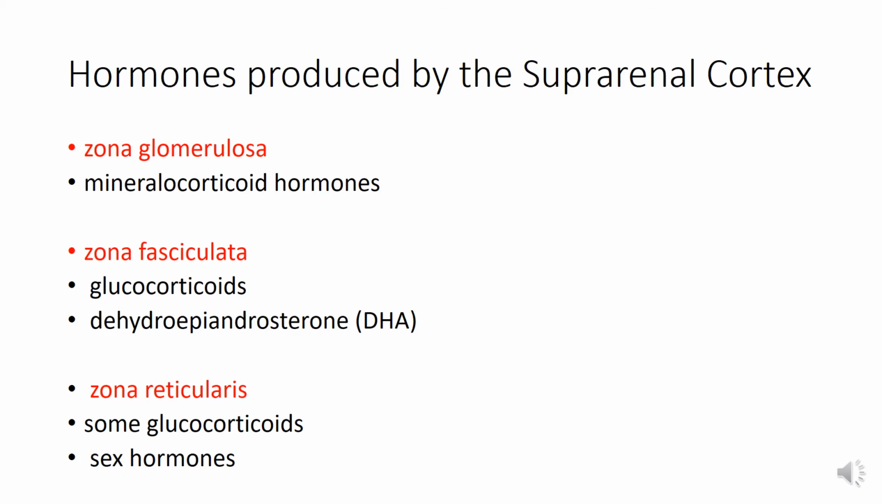Now regarding the hormones that are produced by the suprarenal cortex: zona glomerulosa releases mineralocorticoid hormones. Zona fasciculata will release glucocorticoids and dihydroepiandrosterone. Zona reticularis will release some glucocorticoids and sex hormones. You will study this in detail in physiology.